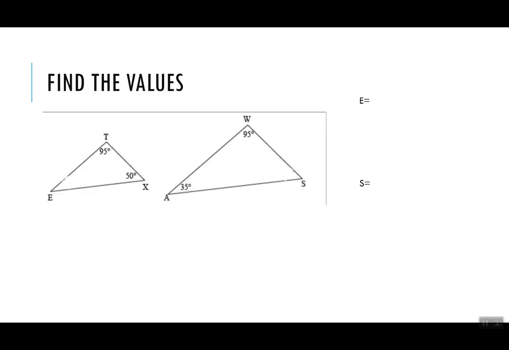In this set of triangles, I have triangles TEX and WAS. I can tell that T and W go together, they're both 95 degrees. A is 35 degrees. E would be corresponding, so E would also be 35 degrees. When I look at X, it's 50 degrees, which says S is also 50 degrees.